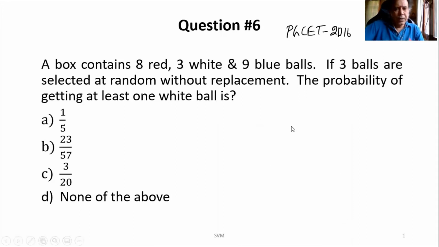Right. So let's understand the question. A box contains 8 red, 3 white, and 9 blue balls. If 3 balls are selected at random without replacement, the probability of getting at least one white ball is what? So there are these 4 options. Let's try to solve this question.